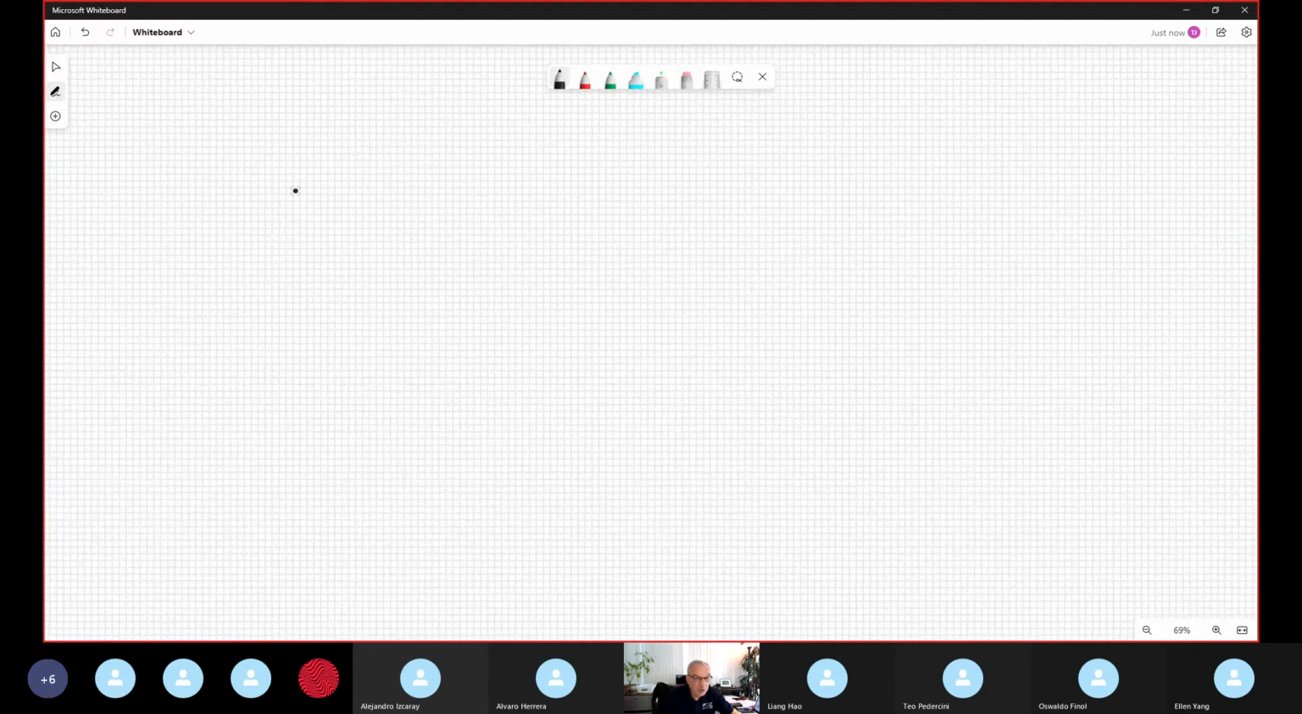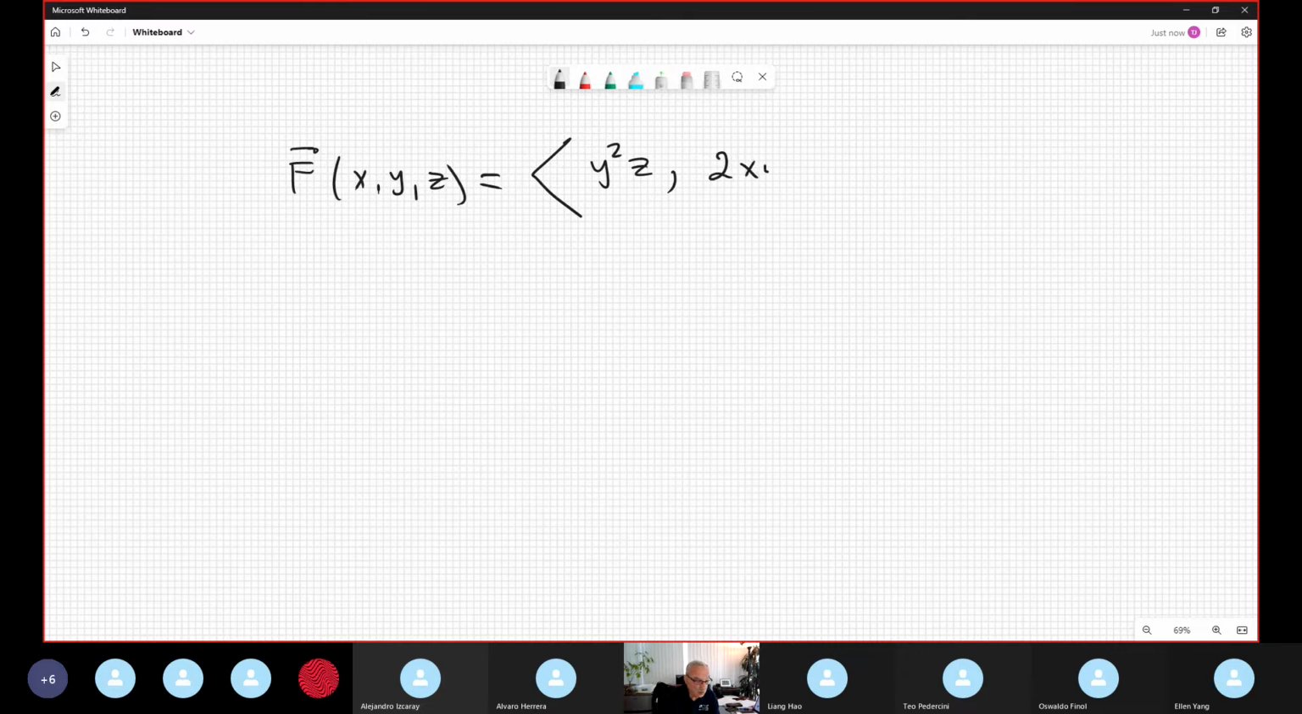Look, suppose you have a vector field. This vector field is in 3 dimensions, and the formula for P, Q, R is given: y squared z, comma, 2xy z cubed, comma, 3xy squared z squared. Question number 1. Compute the divergence.